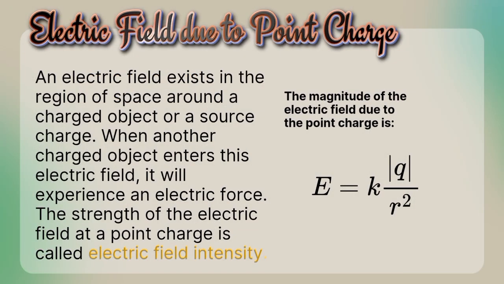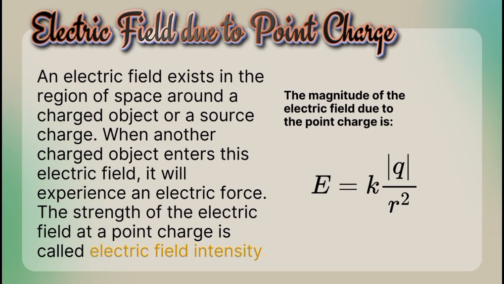For the electric field due to a point charge, an electric field can exist in the region of space around a charged object or a source charge. The strength of the electric field at a point is called electric field intensity. This is the magnitude of the electric field due to a point charge.